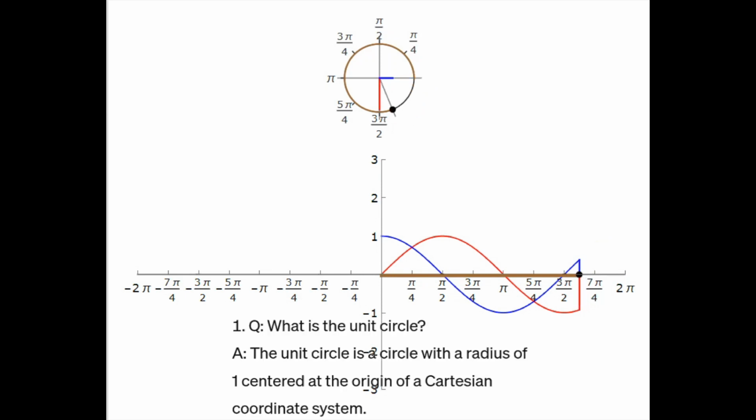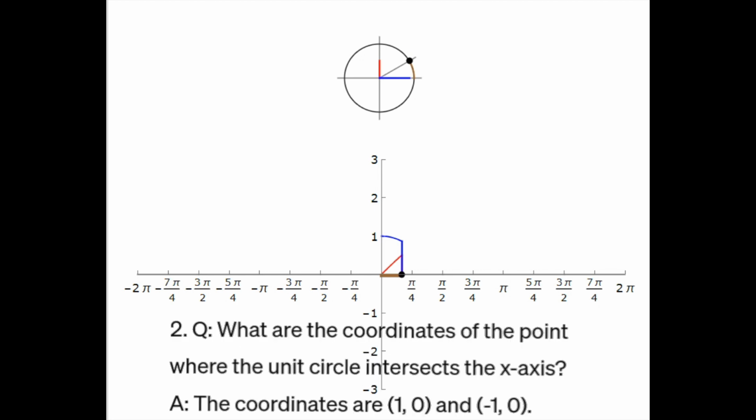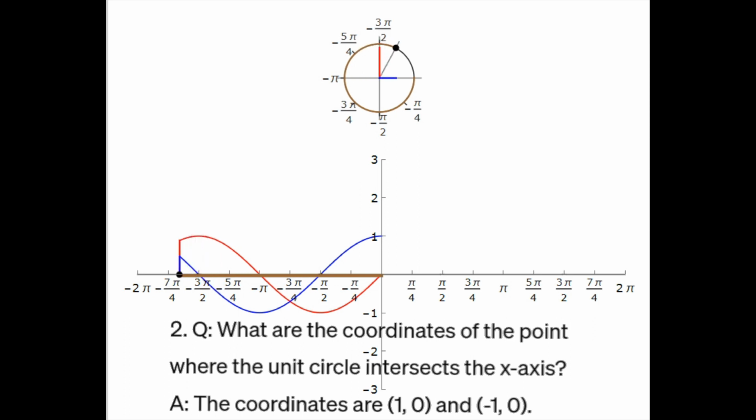What is the unit circle? The unit circle is a circle with a radius of 1 centered at the origin of a Cartesian coordinate system. What are the coordinates of the point where the unit circle intersects the x-axis? The coordinates are (1, 0) and (-1, 0).